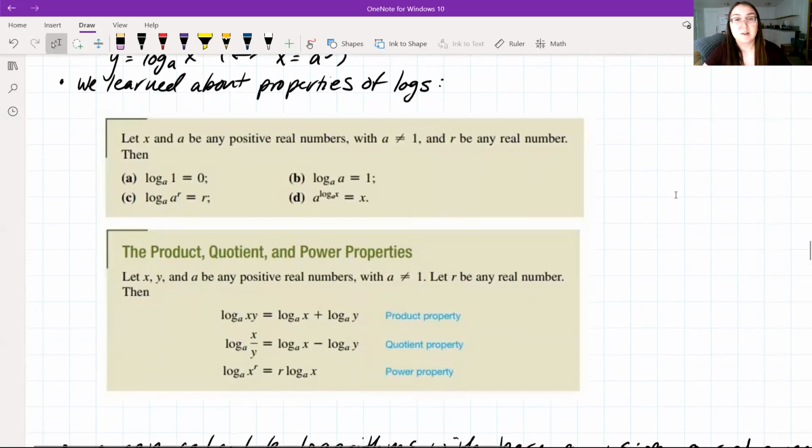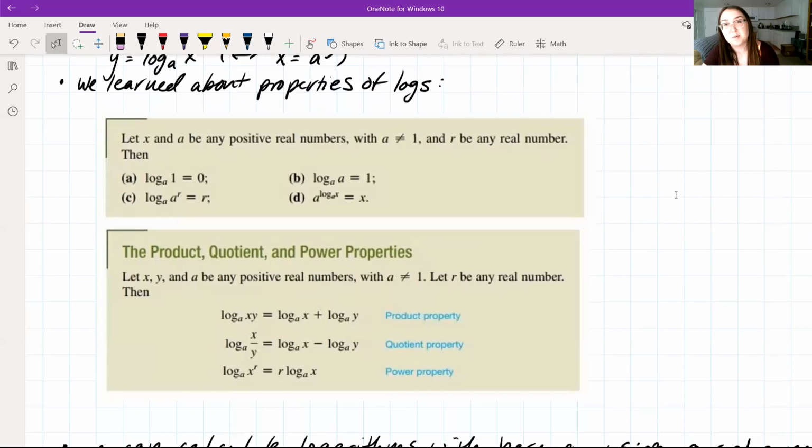And when a is not equal to 1, and r can be any real number, then we have that log base a of 1 is equal to 0, and that's because if a had an exponent of 0, it would be equal to 1. Then for b, we have log base a of a is equal to 1, and that would be like saying a to the power of 1 is equal to a. Then we have log base a of a to the r power is equal to r.